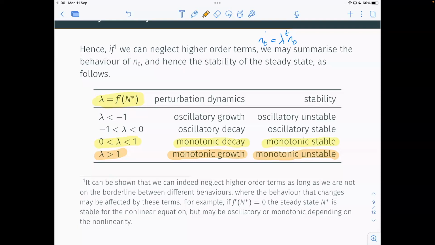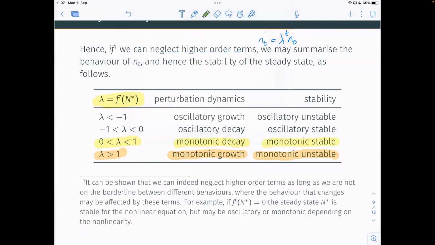It's because the general solution of the perturbation is this equation up here. And so if lambda is less than 1, when we take lambda to the power of t, it's going to be something less than 1, like a fraction between 0 and 1, taken to the power of t, so half times half times half times half. It's going to get smaller and smaller and smaller. And so that perturbation goes to 0. Whereas if lambda is greater than 1, then it's going to blow up.